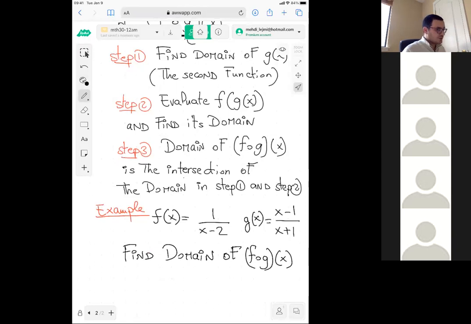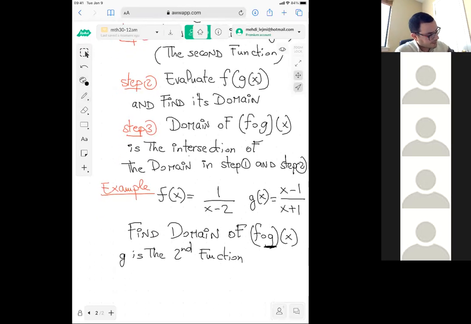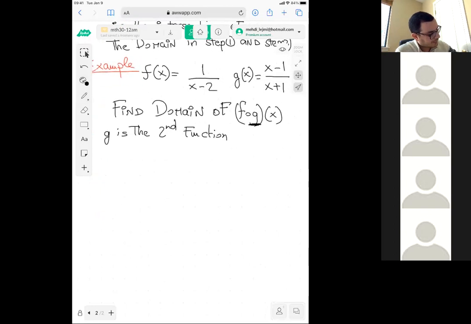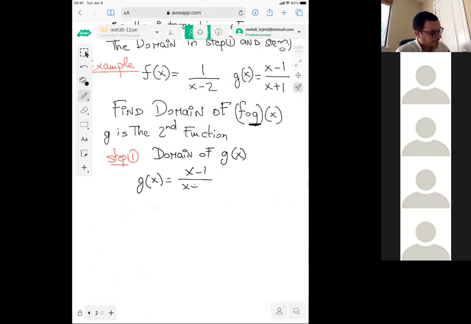Right? So what you do, guys, first step, we said step 1: here f composed with g, so g is the second function, right? My g is the second function. So in step 1, I'm going to find the domain of g. So first I need the domain of g of x. So g of x is x minus 1 over x plus 1.